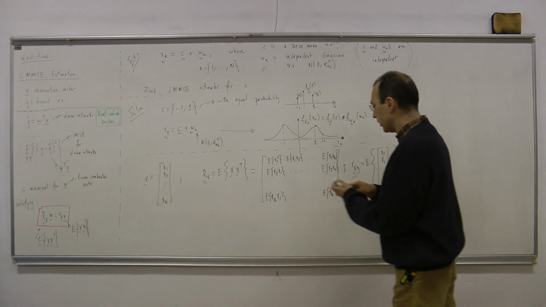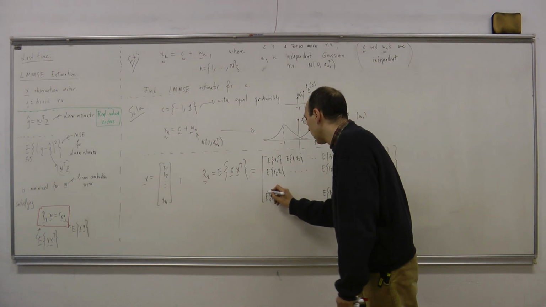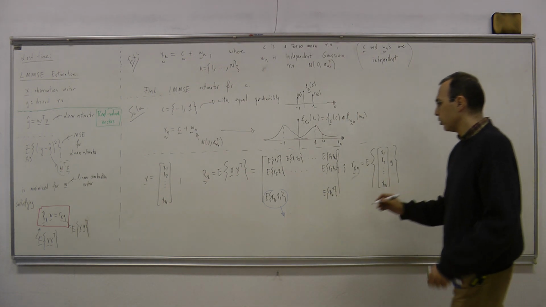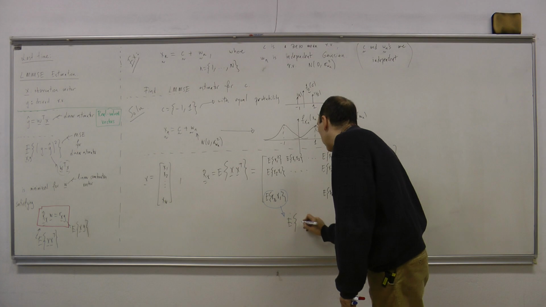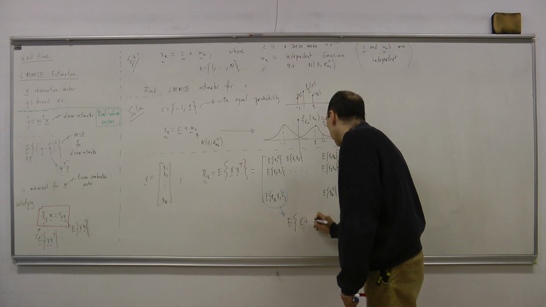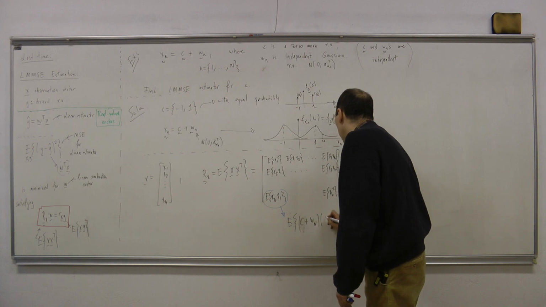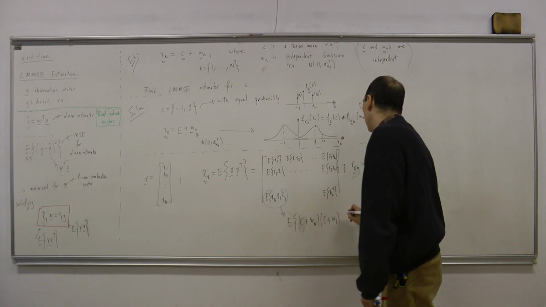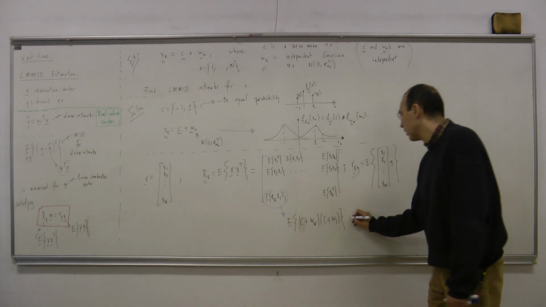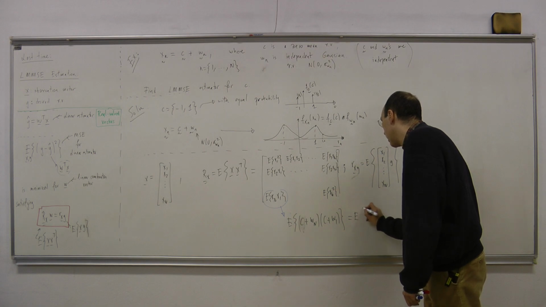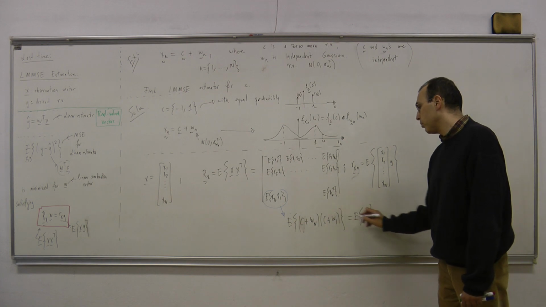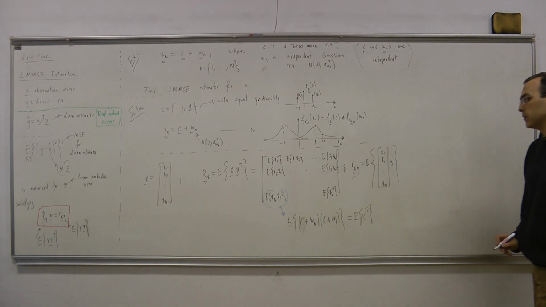So let me calculate, for example, this one: xn times x1. So what do we see? Expected value of c plus wn, times c plus w1. Am I right? Okay. So this is equal to expected value of c square, since all of the other terms are equal to 0 after we take the expectation.